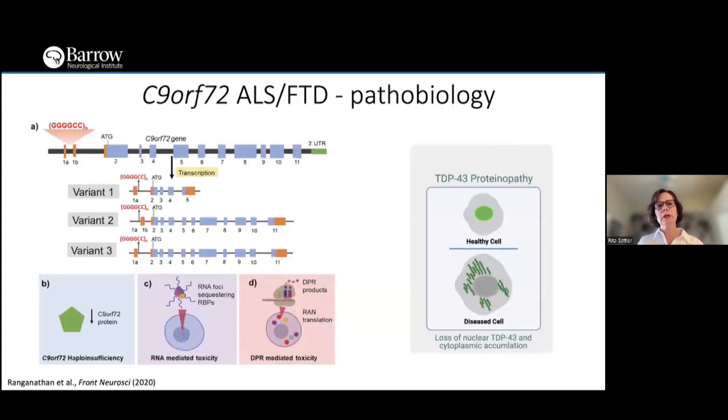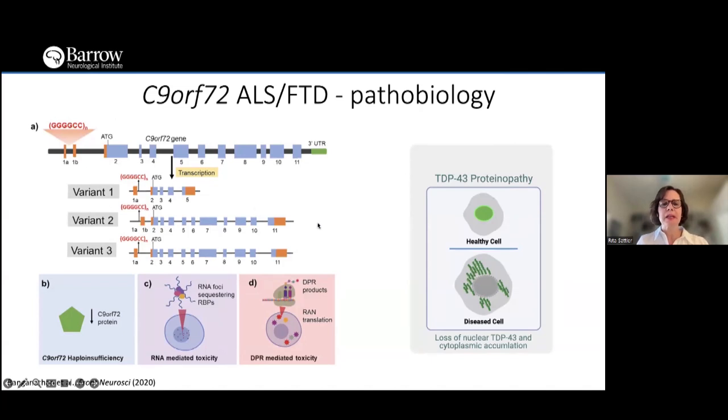Just to give you a little bit of a background, although I'm not going to talk a lot about these specific mechanisms, since its discovery, we've identified four major pathways and mechanisms that contribute to what happens in an individual that has the C9 mutation. Again, this is a hexanucleotide repeat expansion, a G4C2 repeat that's found in the intron region between exon 1A and exon 1B.